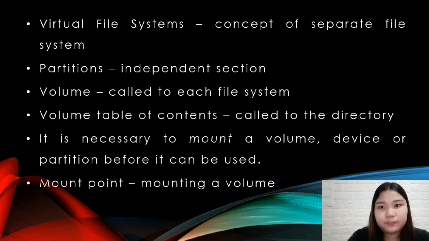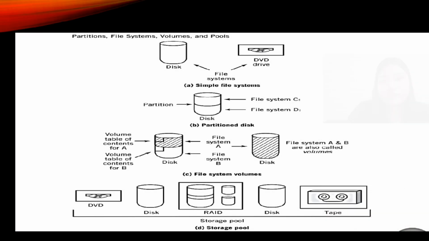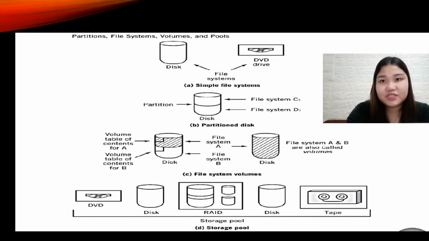Lastly is the mount point, characterized as mounting a volume. A mount point is a directory or file at which a new file system, directory, or file is made accessible. We are done with the discussion of their uses and definition. Now, moving forward to the diagram presented.